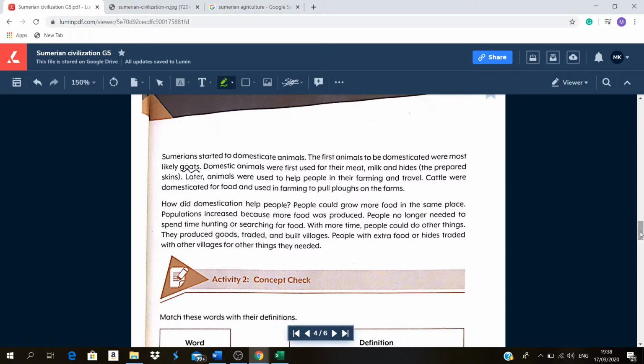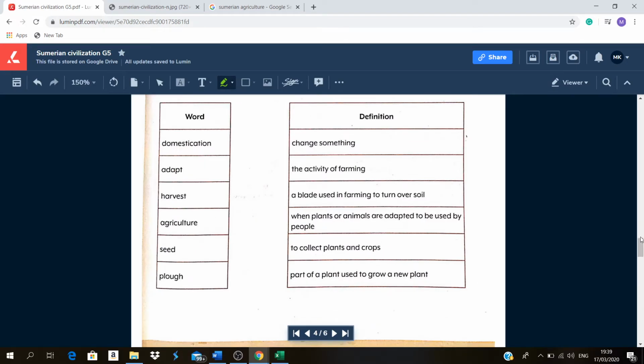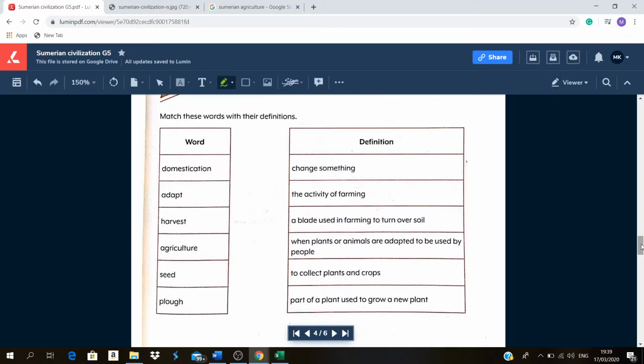So instead of wasting their time hunting and trying to find food, everything was near them. They started to build, they started to trade.